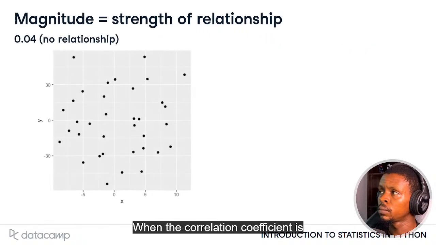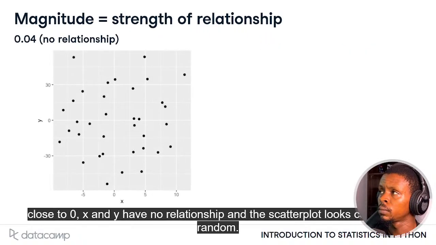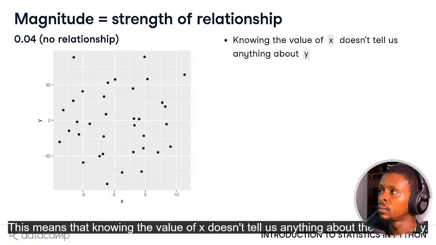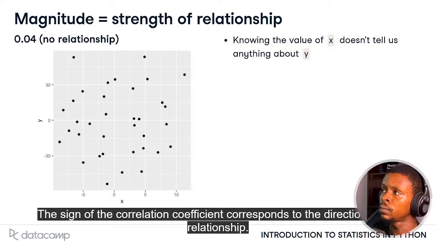When the correlation coefficient is close to 0, x and y have no relationship and the scatter plot looks completely random. This means that knowing the value of x doesn't tell us anything about the value of y.